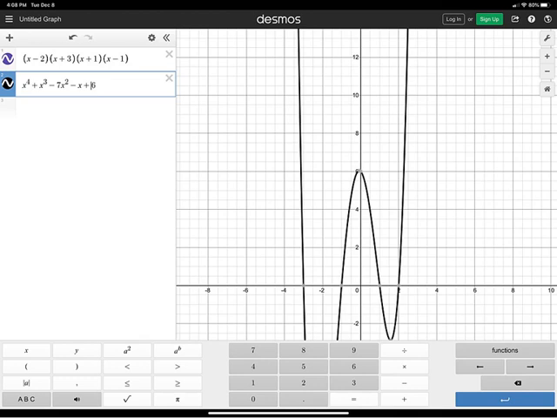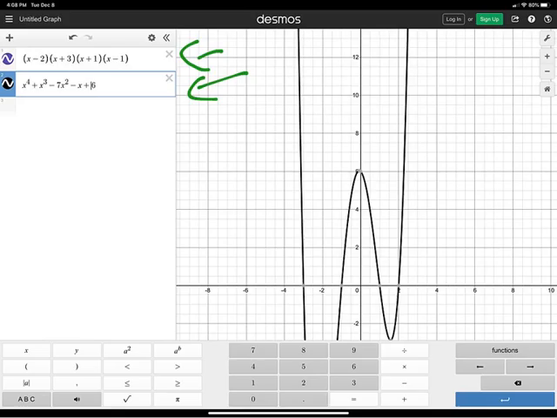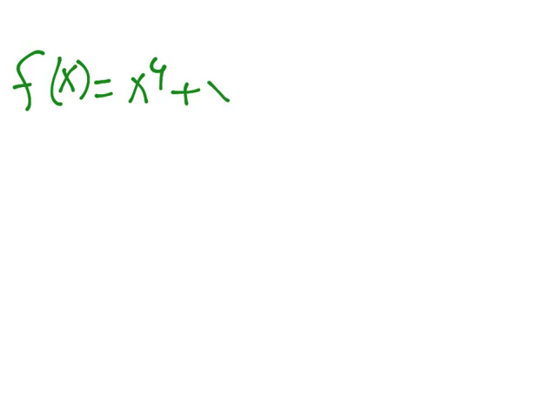Okay, so you can see here that I graphed both functions on Desmos, the factored form and the unfactored form, and I have the same function. So I do have the correct expanded form. So let's look at that polynomial. That is f of x equal to x to the 4th plus x cubed minus 7x squared minus x plus 6.